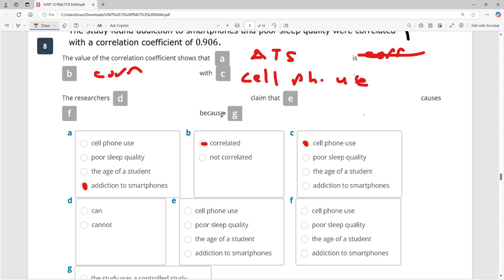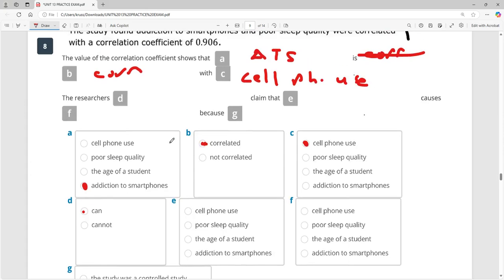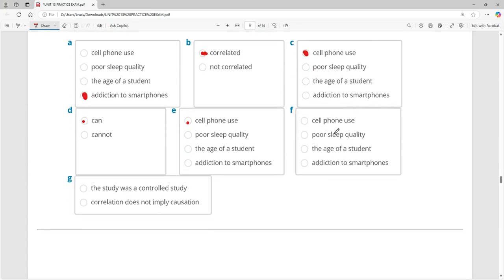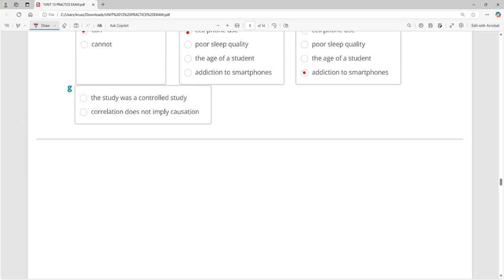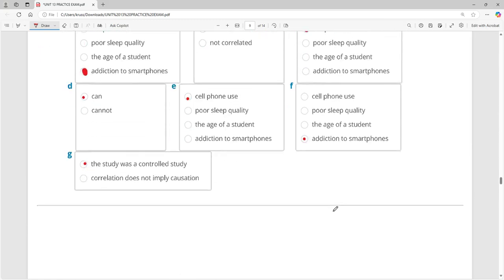Okay. It also says that because of this, the researchers can claim that cell phone use causes addiction to smartphones because it was a controlled study. Okay, so that is how that whole thing is summarized.